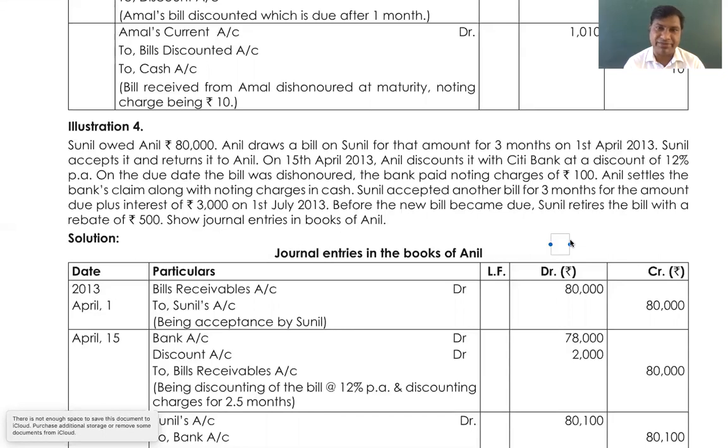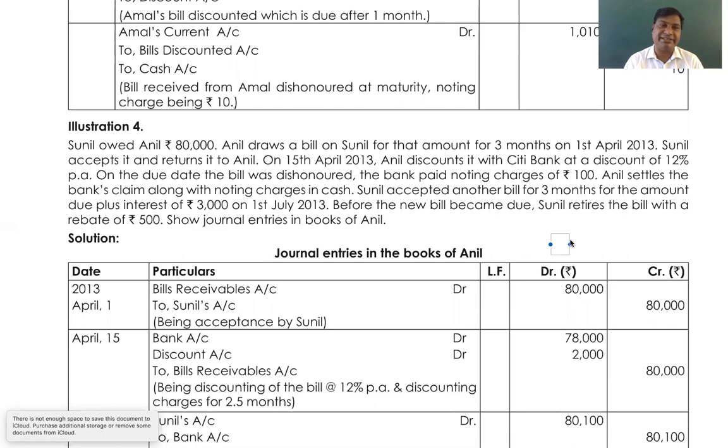Seller means we mean only credit sales and purchases here. When we talk about bills of exchange, we mean only credit purchases or credit sales. What is sold by the creditor, the drawer of the bill, is purchased by the drawee, the debtor. So here Anil is the drawer and Sunil is the drawee. That's what we had to understand.